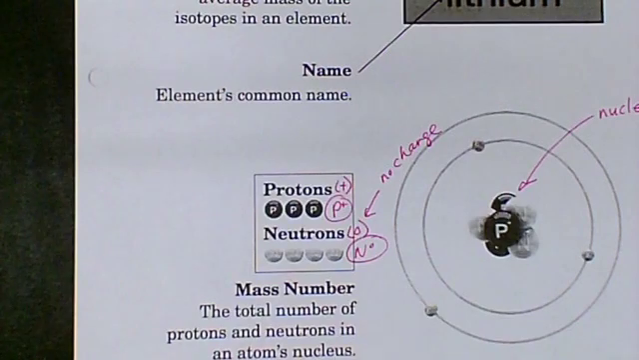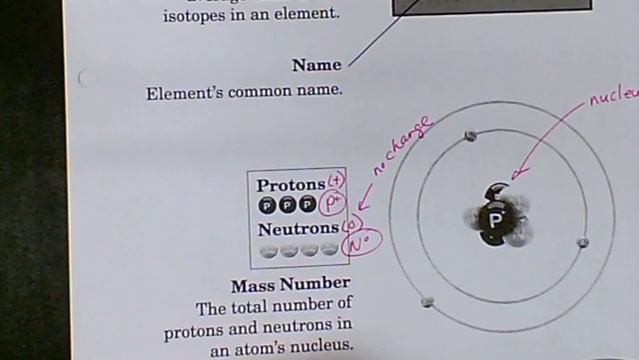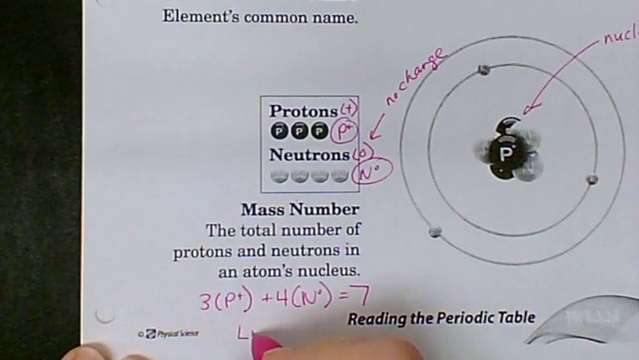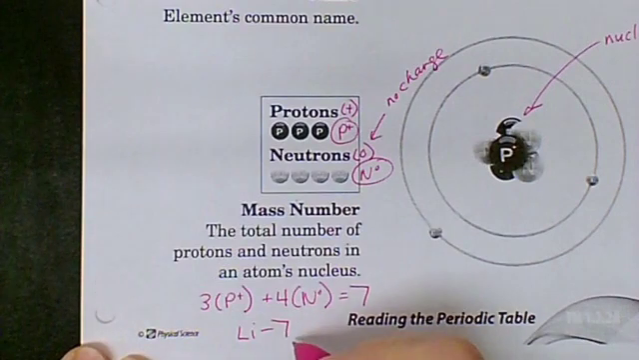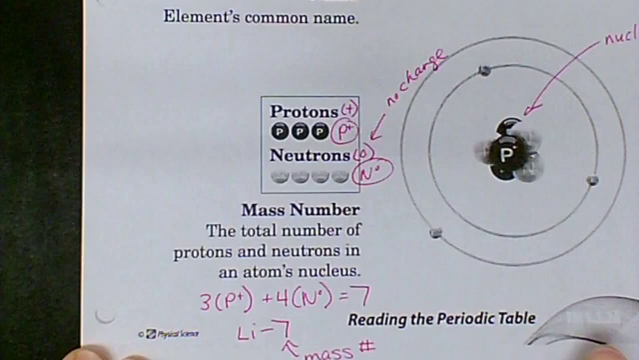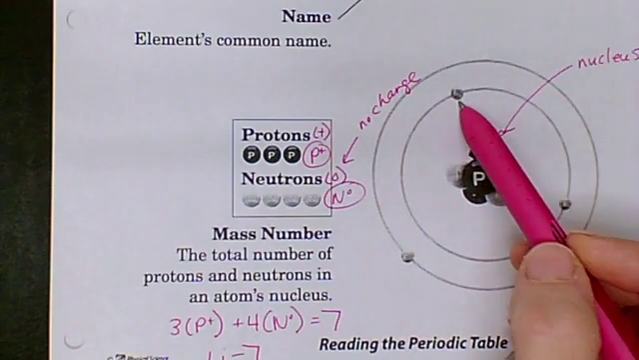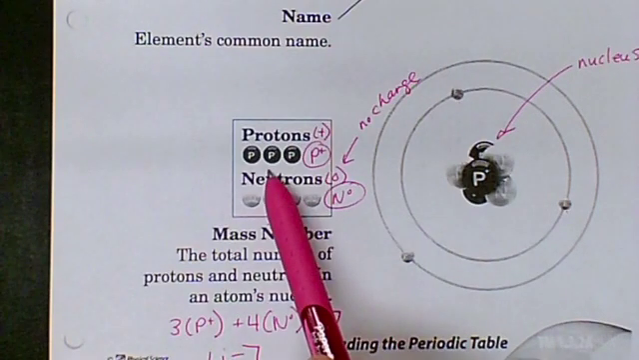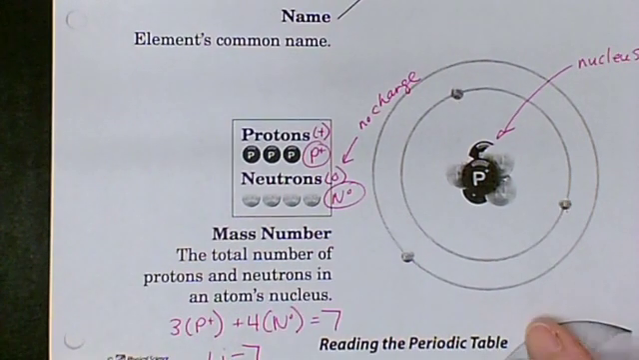So to get the mass number, we add up the 3 protons and the 4 neutrons, and we get 7. So we could also write this as lithium 7 with the mass number. Okay, and also we'll notice that out here are the electrons. Notice that there are 3. There are 3 protons, there are 3 electrons in a neutral atom.